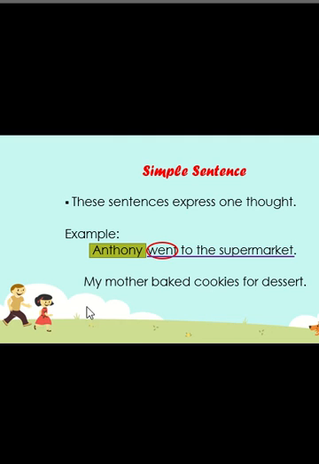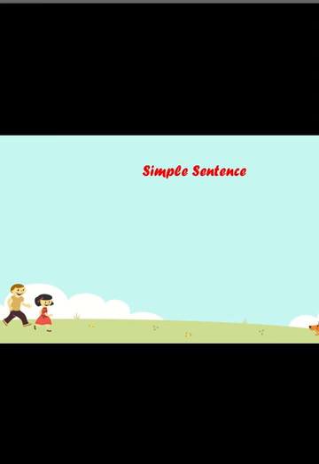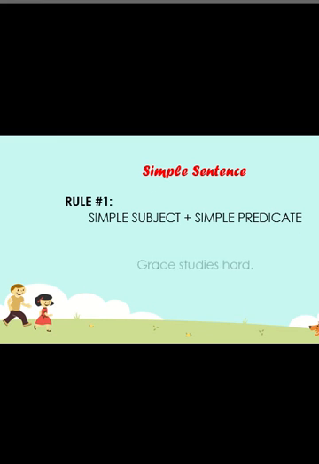Okay. So, the subject in the other sentence is my mother. Why? Because siya yung pinag-uusapan sa sentence. And the predicate in the sentence is baked. And for the complete predicate, that is, baked cookies for dessert. Okay, very good. So, let's go with the first rule. Simple subject plus simple predicate.